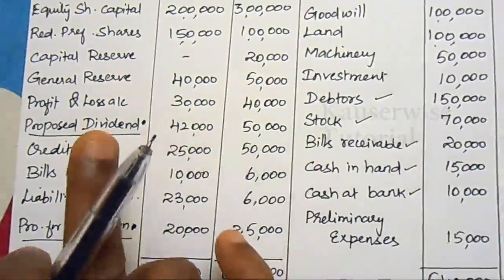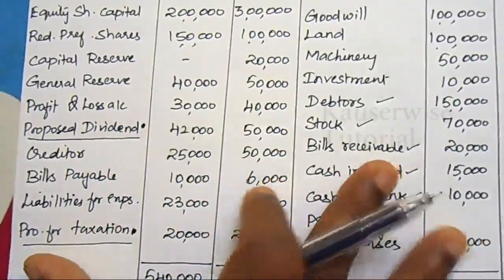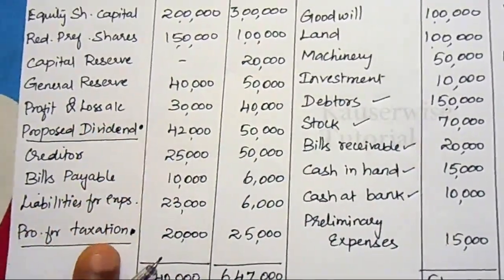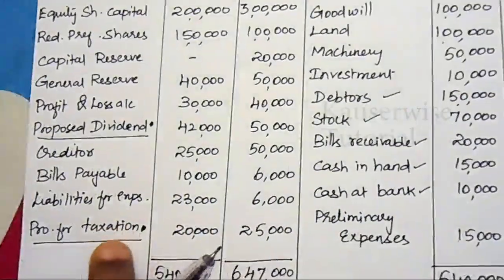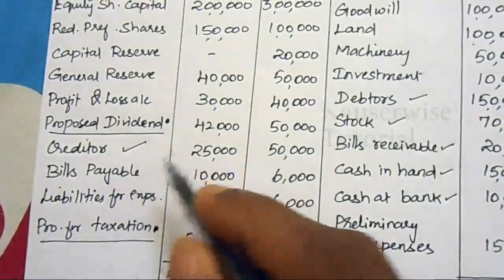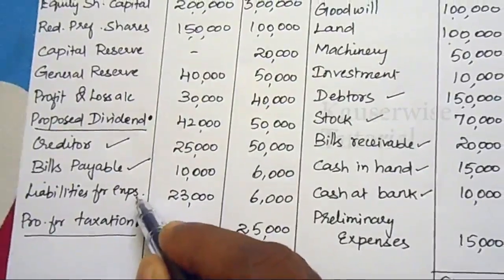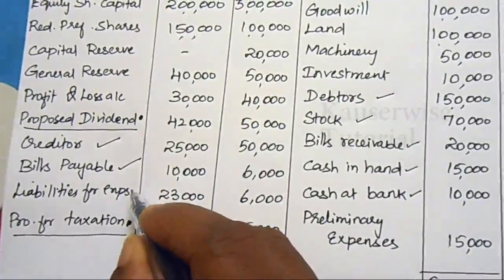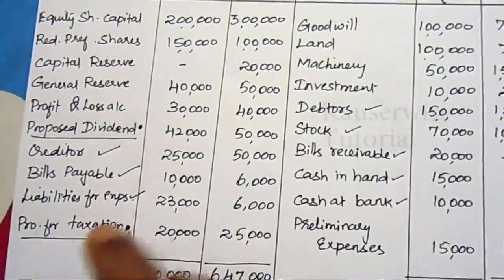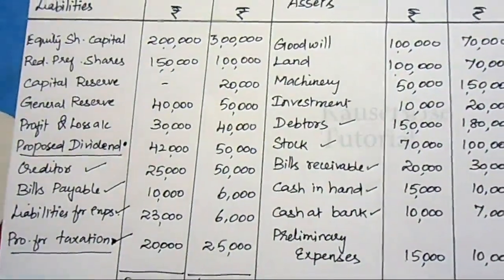Okay, so we can consider either current liability or non-current liability. For your understanding, I am going to consider this as a non-current liability and this I am going to consider as a current liability so that you are able to understand two accounting treatments. Creditors, current liability. Bills payable, current liability. Liabilities for expenses means outstanding expenses, also current liability. Provision for taxation. For your understanding, I am going to consider this as a current liability. Now let us prepare the schedule of changes in working capital.